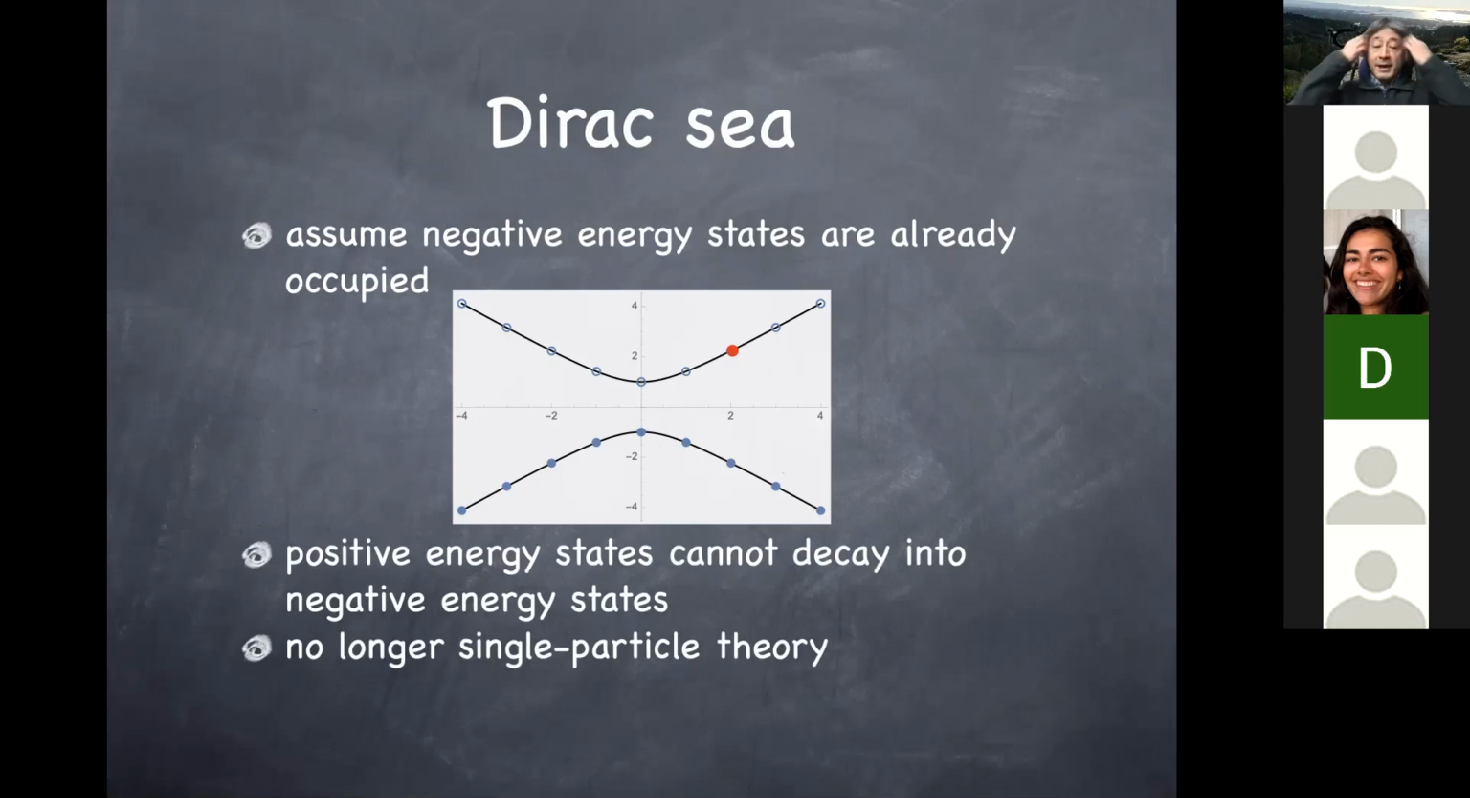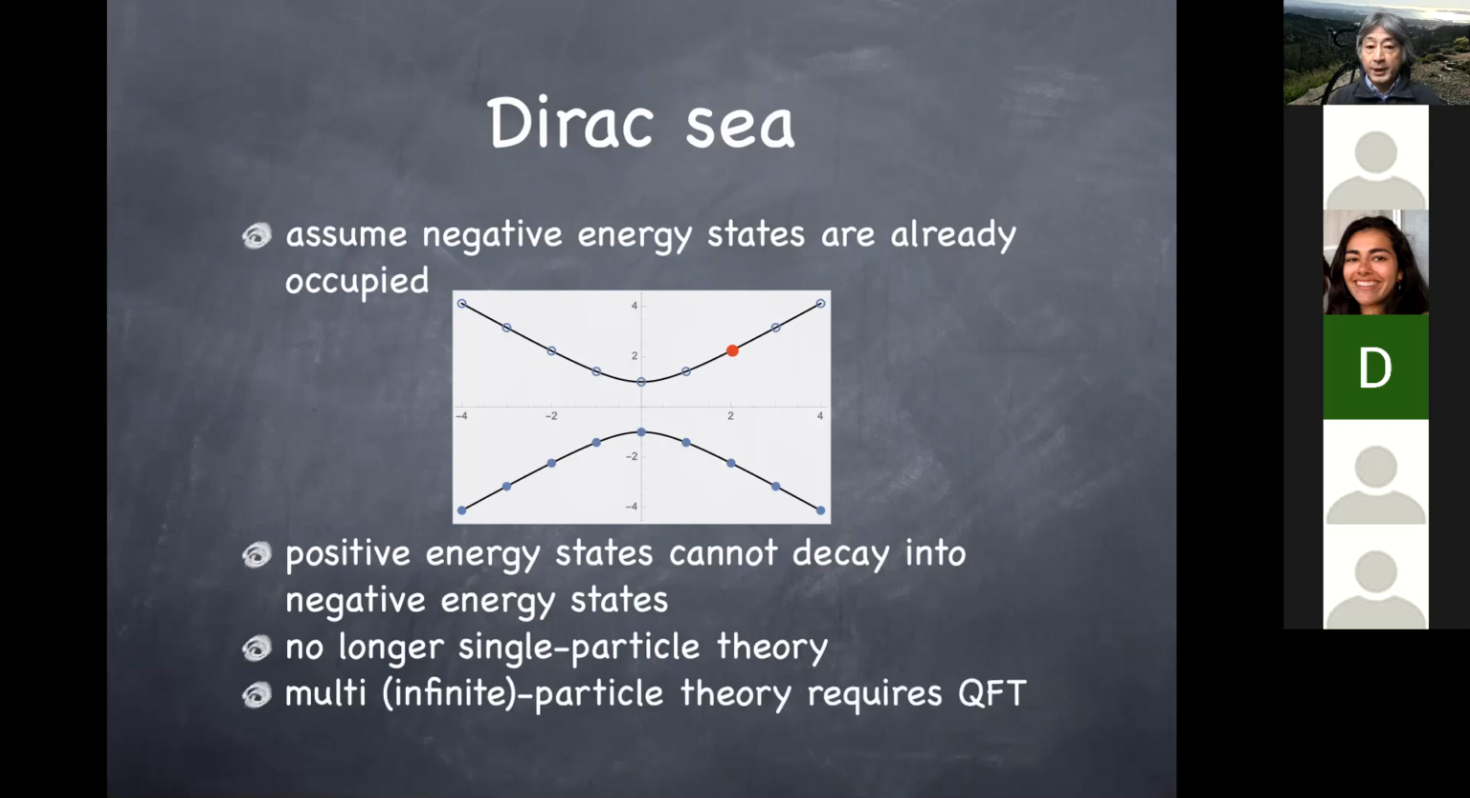So the Klein-Gordon theory failed because it didn't allow for probability interpretation, and we had to go to quantum field theory. The Dirac equation now failed because you have these negative energy solutions. You have to occupy them. Then you have to deal with this infinite body problem. And once again, we have to go to QFT for this purpose. So again, relativistic quantum mechanics doesn't exist.